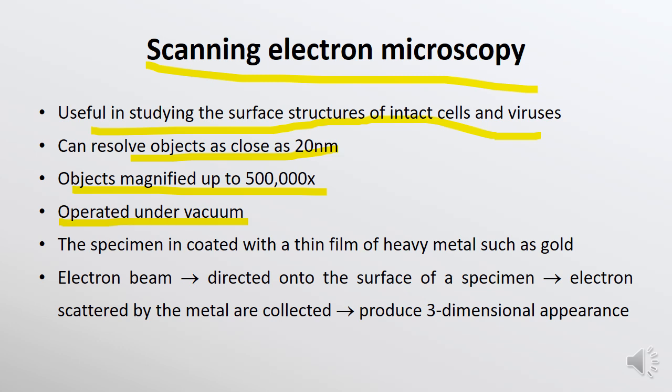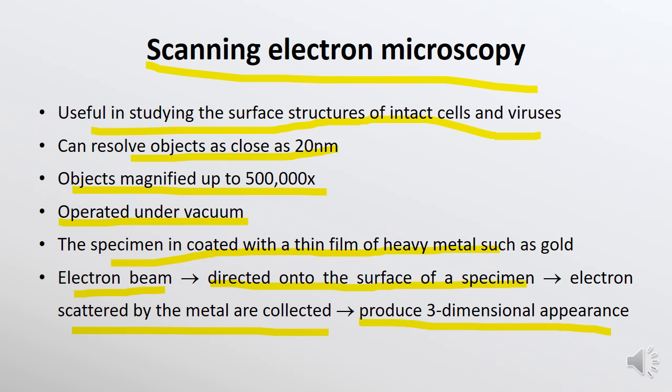So in order to view the specimen under a scanning electron microscope, the specimen is usually coated with a thin layer of a heavy metal, usually gold. So usually it's sputter gold coated. When the scanning electron microscope releases the electrons, the electron beam will be directed onto the surface of the specimen. Since the surface is already coated with gold, the electrons will be scattered from the metal-coated bacteria or viruses or any sample, it doesn't matter, and then the scattered electrons will be collected and converted into a three-dimensional appearance.